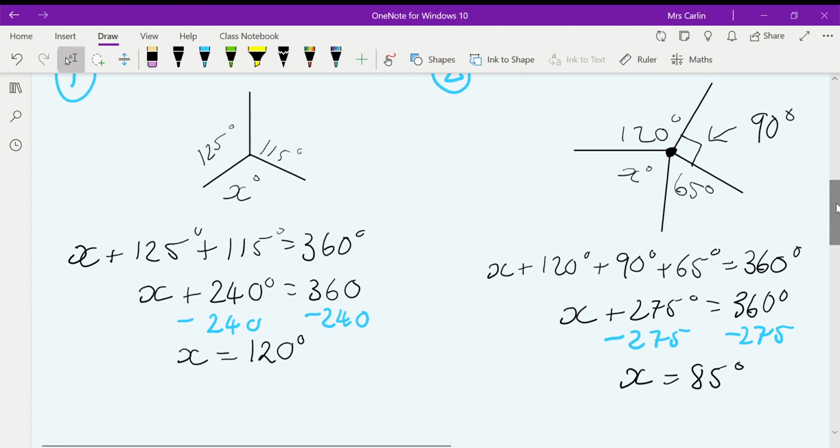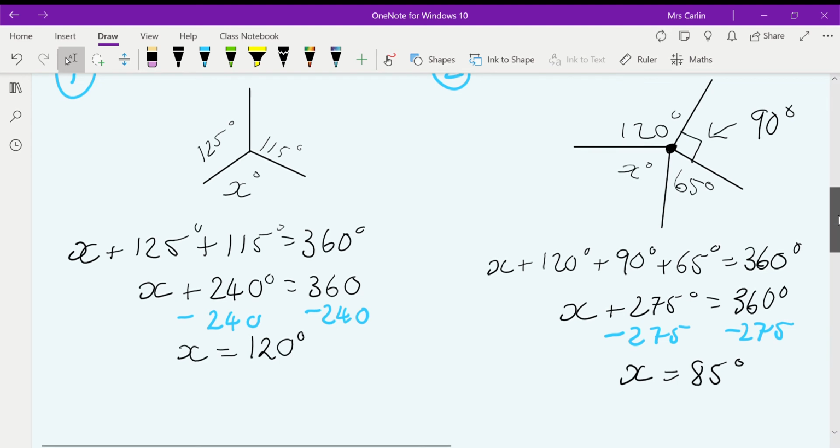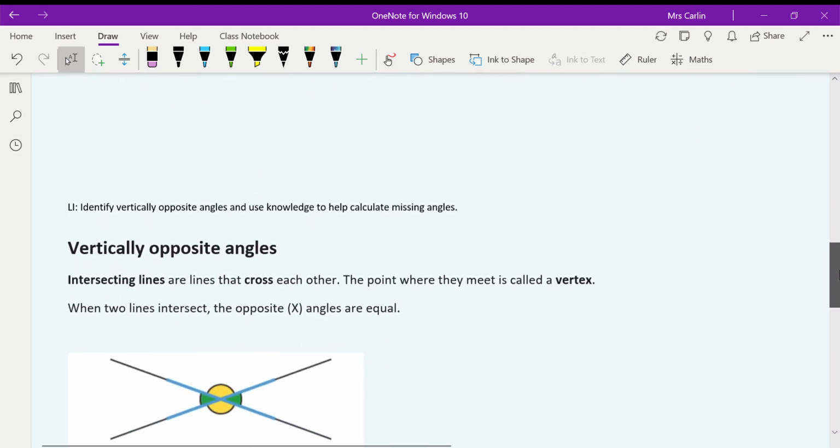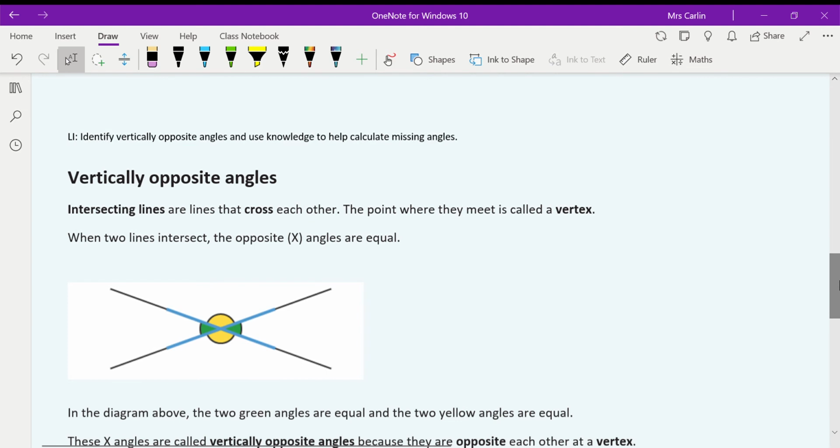So as well as looking at angles around a point in this lesson, I'm also going to talk briefly about vertically opposite angles. So, what are vertically opposite angles? Well, when we have intersecting lines, that's lines that cross each other, the point where they meet is called a vertex. So the vertex in this diagram would be here. So when the two lines intersect, the opposite angles are equal.